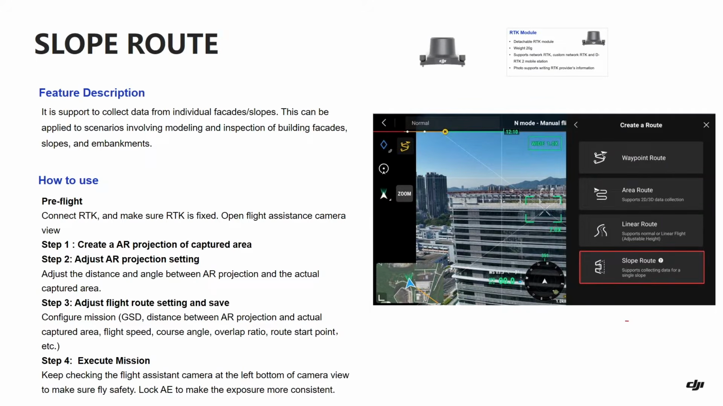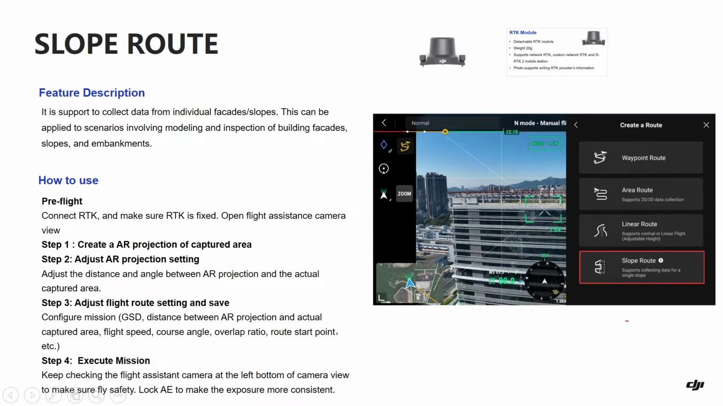So diving right in, the slope route function, think of this as being a straight facade capture where you can go completely parallel to a building, or you can pitch it X, Y, or Z axis essentially. And so you can do high wall inspections, things like that. So we're pretty excited about this one.